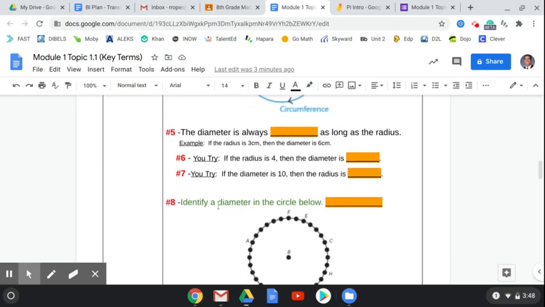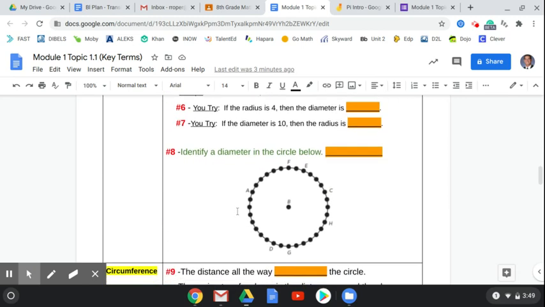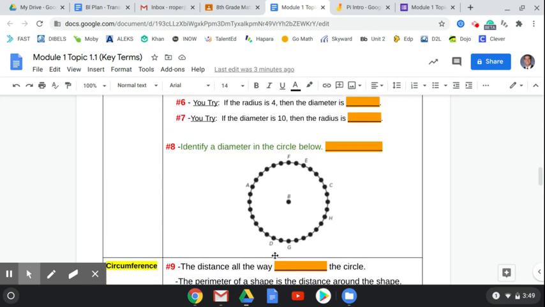Okay, going down, it says identify a diameter in the circle below. So you have many options here given this circle. As long as you go from one edge of the circle to the other edge of the circle through the center, that would be a diameter. So give it your best shot in this box for a diameter. Try to go from one letter to the other letter.